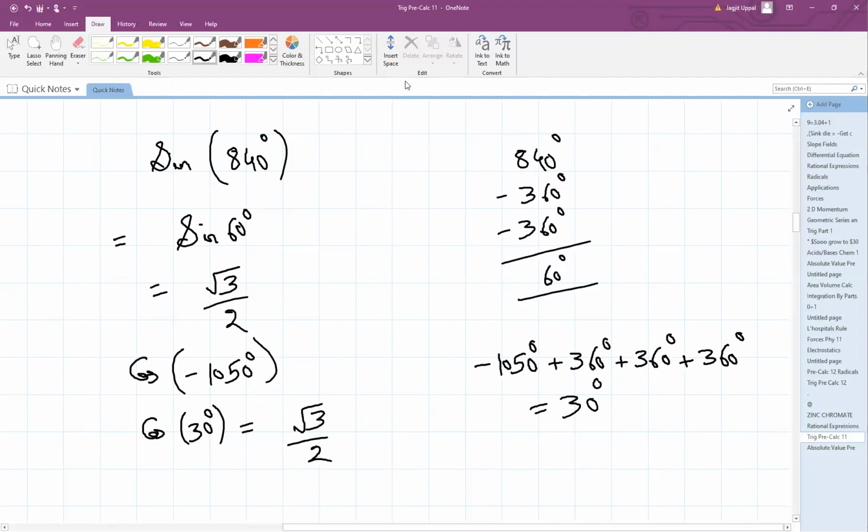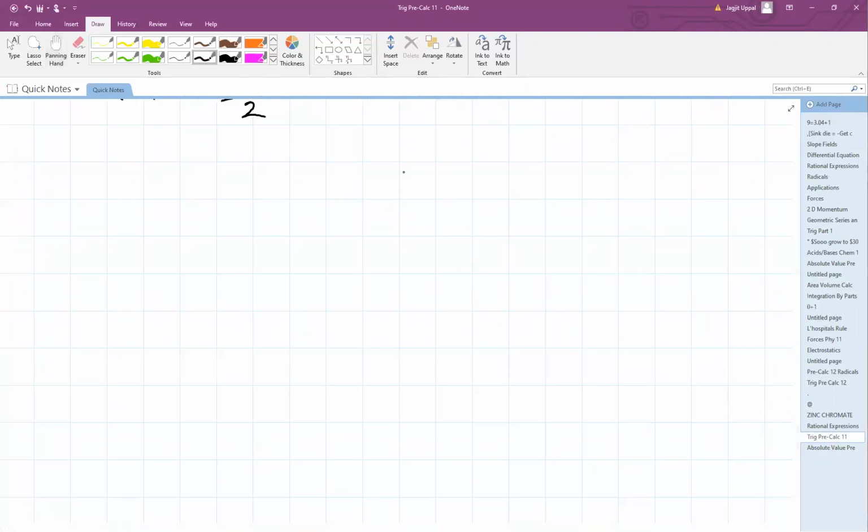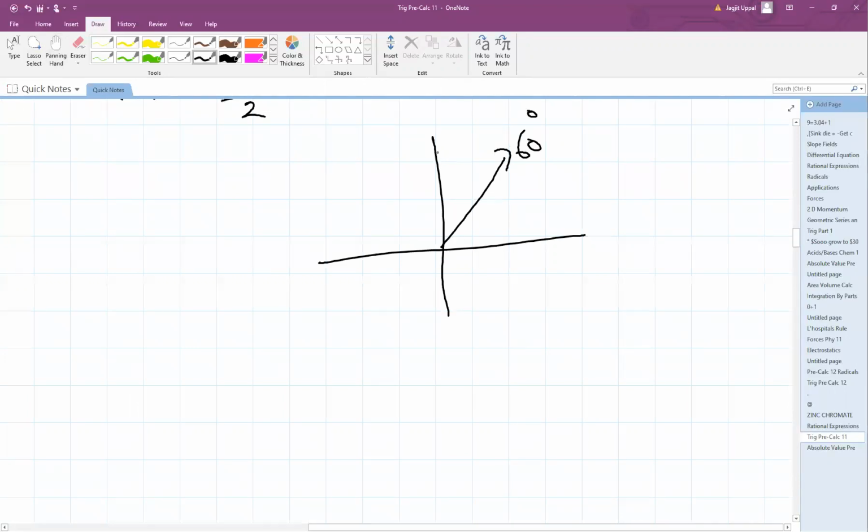Now, what's the meaning of coterminal? Okay, if I give you an angle of 60 degrees here, if I make one full circle, guys, how much is one full circle in degrees? 360. 360, right? So my next angle is going to be 60 plus 360, which is 420. Now, if I'm at 420, I can make one full circle again. That's going to be 420 plus 360, which is 780.